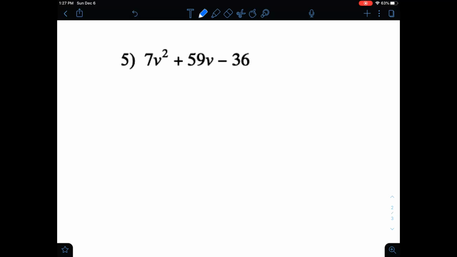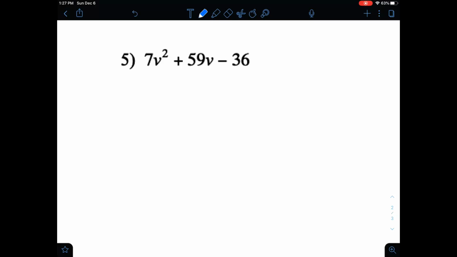Okay, so we need numbers. We need to check if there's a GCF first of all. Is there a GCF? Well, the smallest number is 7, and 7 is a prime number, so the only numbers that go into 7 are 1 and 7. Does 59 divide by 7 or no? It doesn't. 7 times 8 is 56, and then 36 is not divided by 7. 7's a prime number, and I think 59 is also a prime number, so there's no GCF.